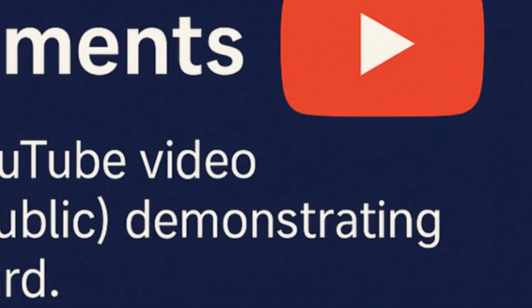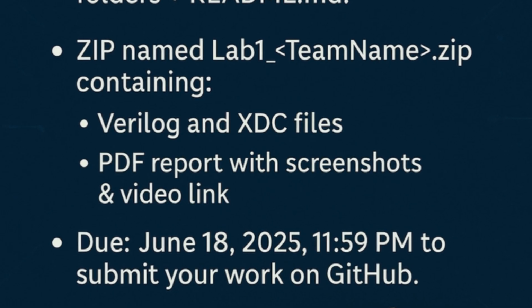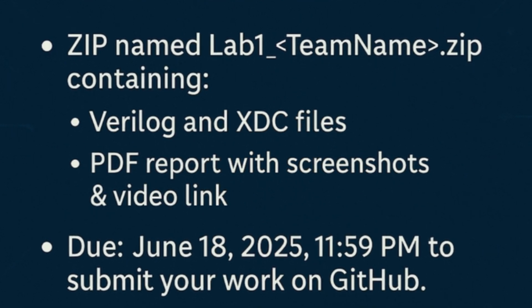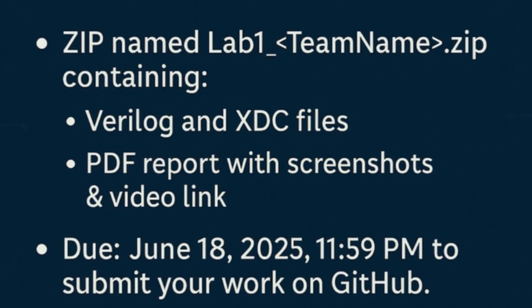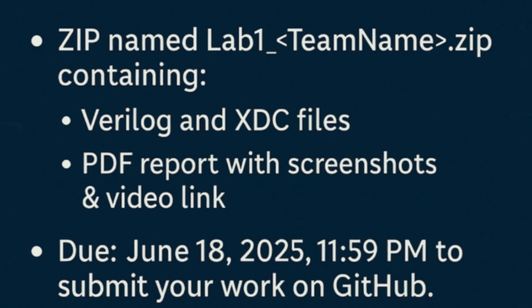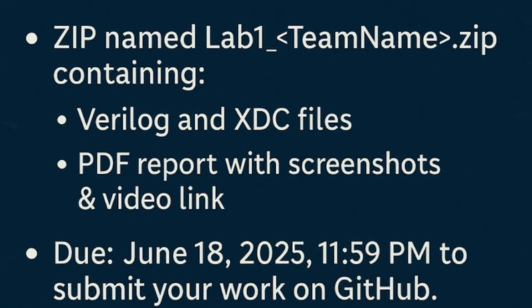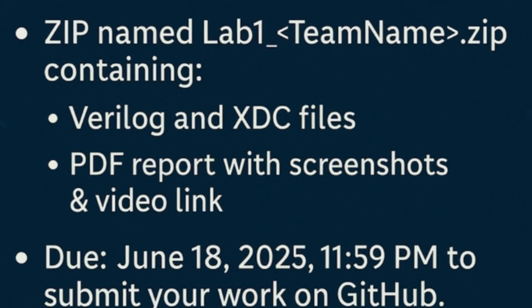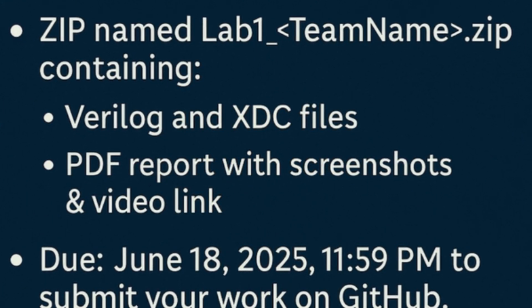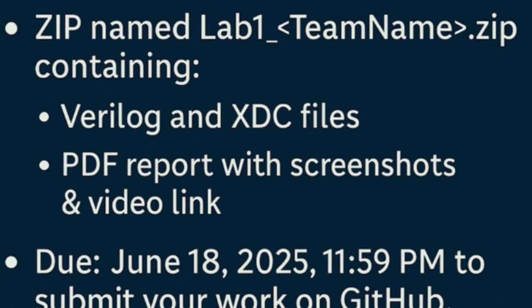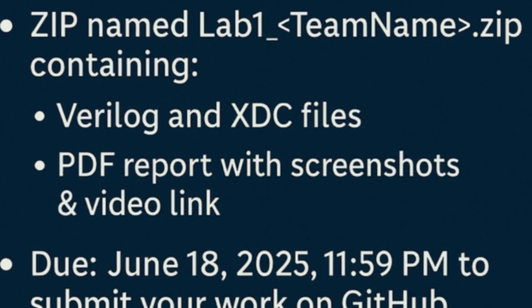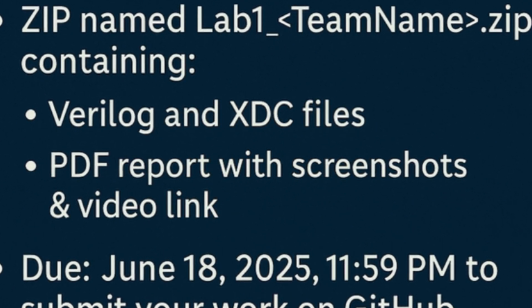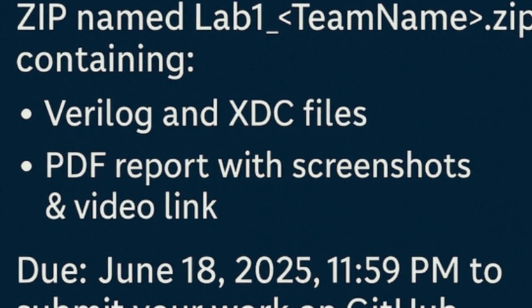Finally, here's how to submit your work. First, create a GitHub repository named ECE3300 Lab 1. Inside that repo, organize your Verilog source and XDC files into their own folders, and include a readme.md that explains your project. Next, bundle everything into a zip file called lab1_.zip. That zip should contain your Verilog and XDC files plus a PDF report with your synthesis screenshots and the link to your group video. When you've pushed your repo and uploaded the zip, you're done. Just make sure it's all on GitHub by June 18, 2025 at 11:59 p.m.